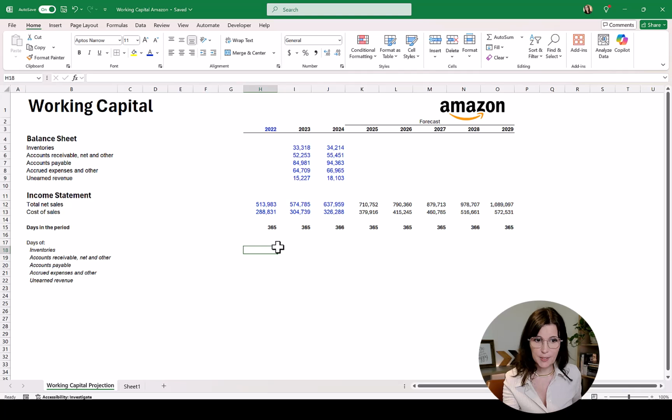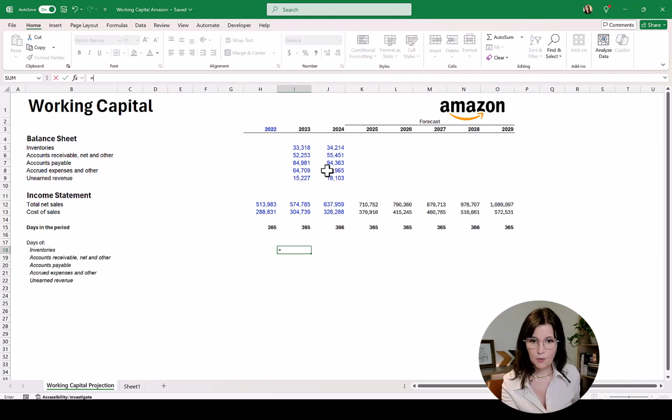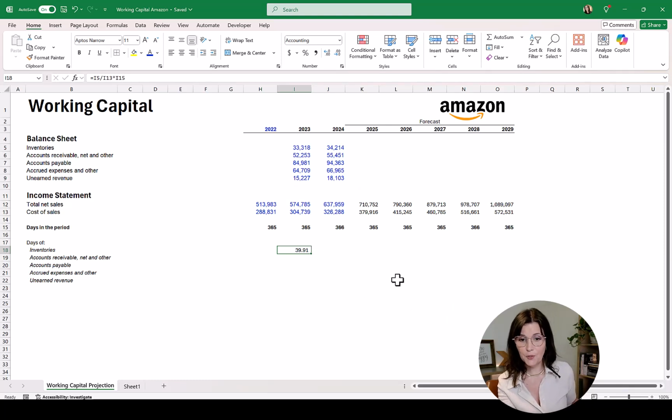So let's start with the inventories. That's what we have right here. And I'm going to start with 2023 because I don't have 2022. So I will just divide it. How much of the cost was stuck in the inventories on the last day of this period? So just divide that by costs, and then I'll multiply that by the number of days in the period. As simple as that. So at the end of this period, we had 39 days equivalent of cost of sales stuck in the inventory. That's what this driver means.